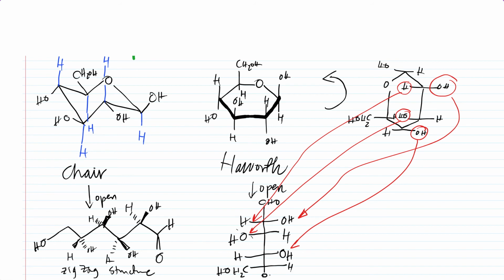The last substituent has to be turned anticlockwise to reach the Fischer projection of glucose.